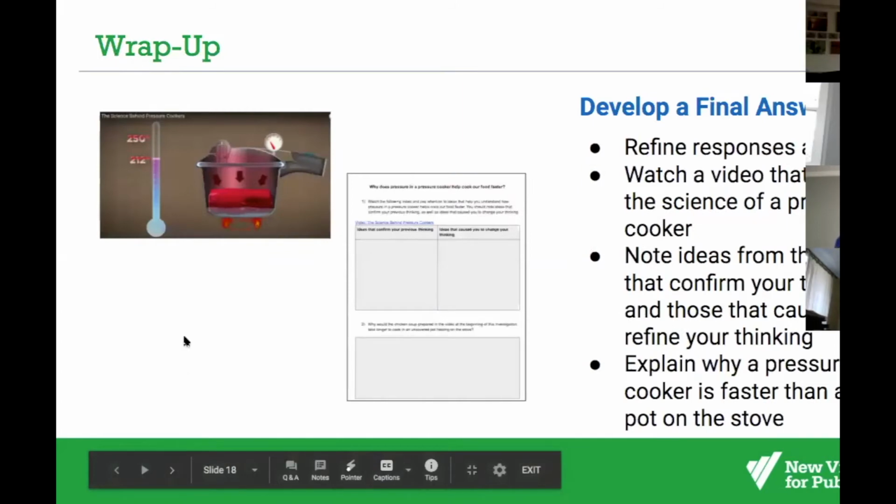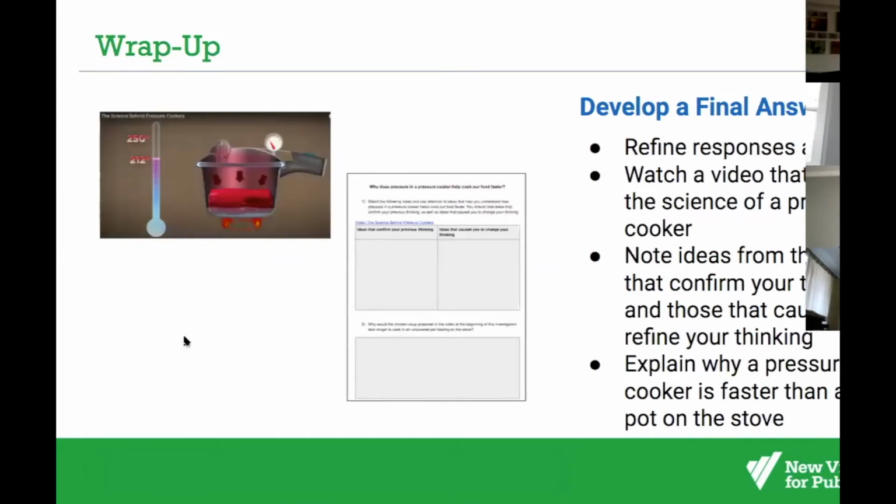And then there's a wrap up. So they're going to refine their responses as needed based on that feedback. Now they've had an opportunity to actually make sense of this on their own and come up with their own explanations. They watch a video that explains the science of the pressure cooker, noting ideas from the video that confirm their thinking, those that cause them to refine their thinking, and then one final prompt asking them to explain the difference between a pressure cooker and a regular open pot on the stove. Why does a pressure cooker actually cook faster? What is that difference between the pressure cooker and the regular pot?